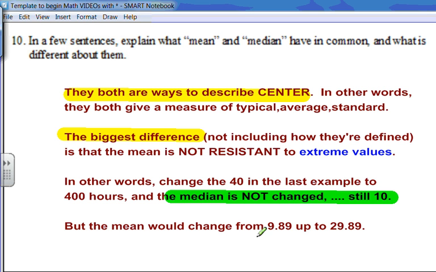The median would still be 10. Whether the extreme value was 40 or 400 makes no difference. The median is resistant to outliers and extreme values. The mean is not. The mean becomes skewed when extreme values are introduced.